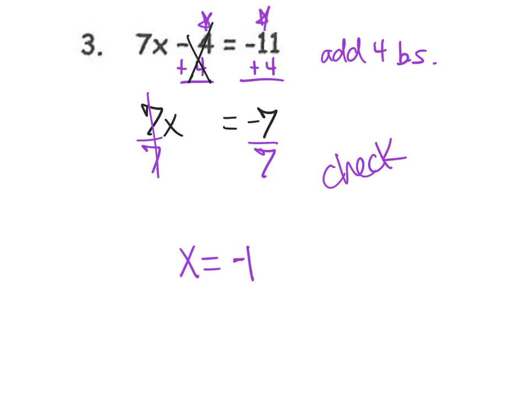On number 3, I got 7 instead of x. Plug it in. Minus 4 equals negative 11. So now I'm going to do my math. 7 times negative 1. And then just fill in everything else.